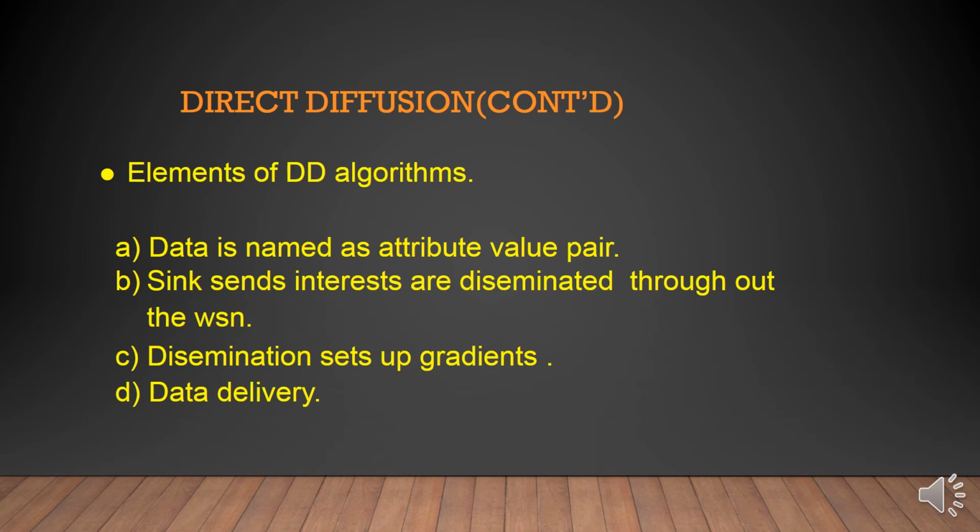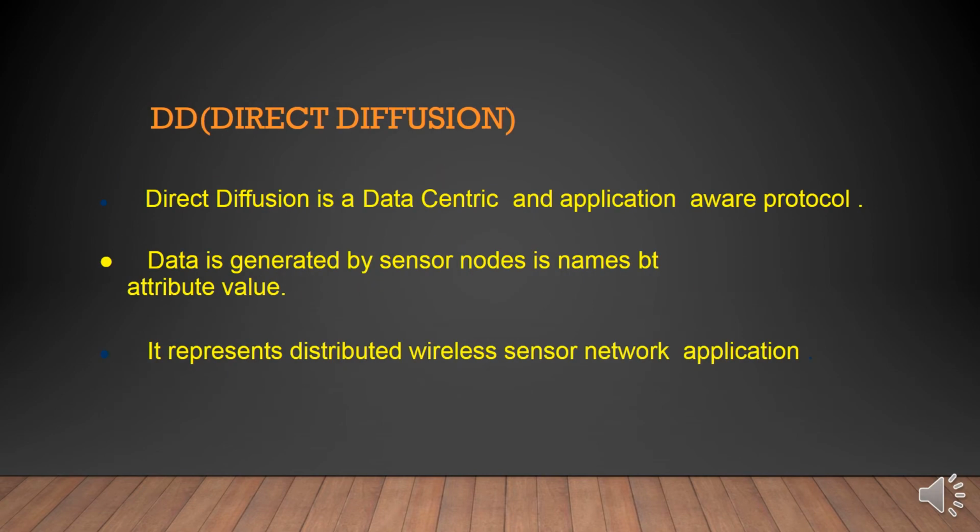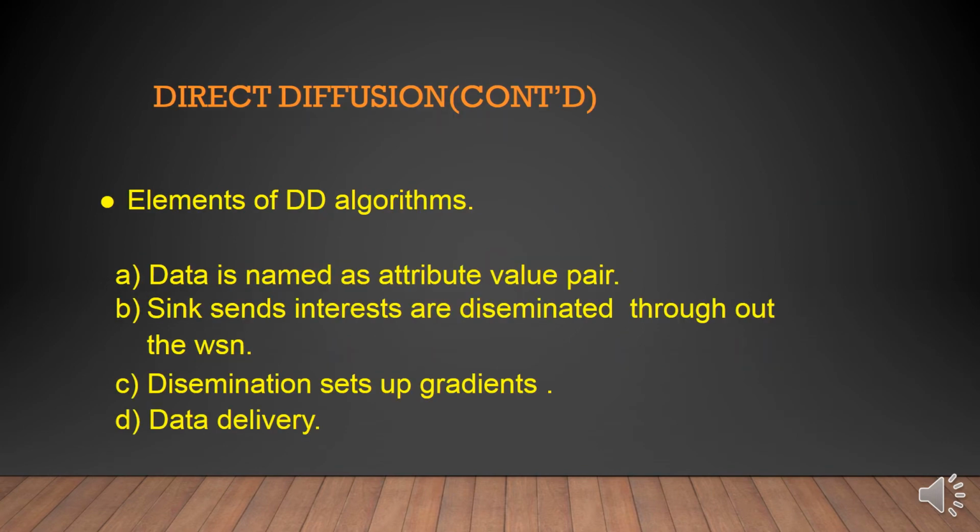Directed diffusion, elements of directed diffusion. Data is named as attribute value pairs. Sink interests are disseminated through the wireless sensor network. Dissemination sets up the gradients. Data delivery. Directed diffusion is a data centric and application aware protocol. Data is generated by sensor nodes and named by attribute value, and it represents a distributed wireless sensor network application.